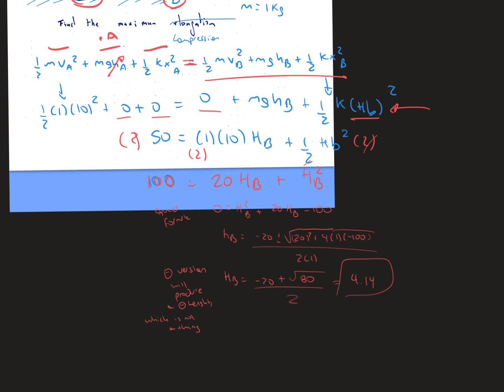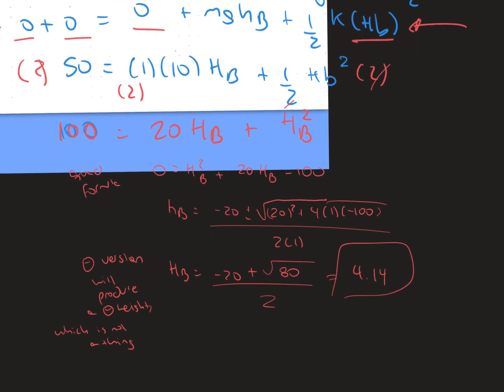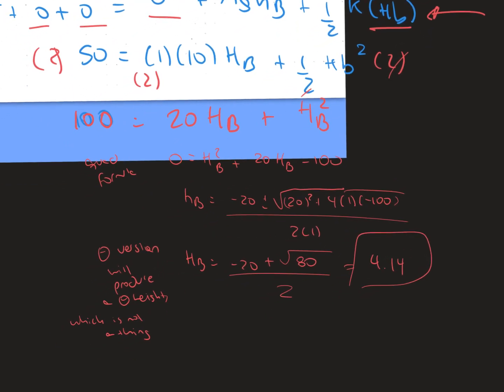So we're going to multiply everything by 2 to make it easier. It's going to be 100 equals 20 h_B plus h_B squared. We just put 100 on the other side, negative, and now we have a quadratic formula. Now we're going to have h_B equals negative 20 plus or minus the square root of 20 squared plus 4 times 1 times negative 100, all over 2 times 1.